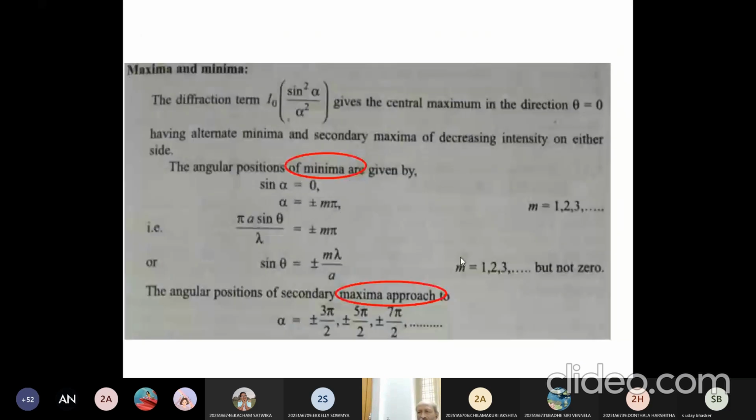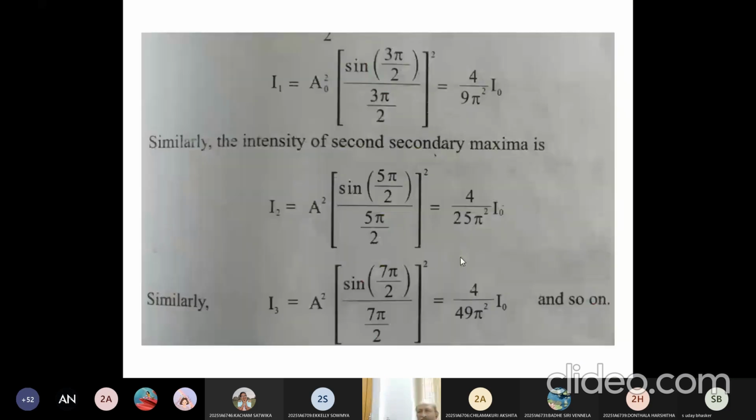So when alpha is equal to 3 pi by 2, that is the first secondary maxima. They have substituted it in I naught square sine alpha by alpha whole square. So that gives you 4 by 9 pi square I naught, where I naught is the original intensity. So the first secondary maxima intensity is 4 by 9 pi square I naught. That means this intensity is smaller than the previous, right?